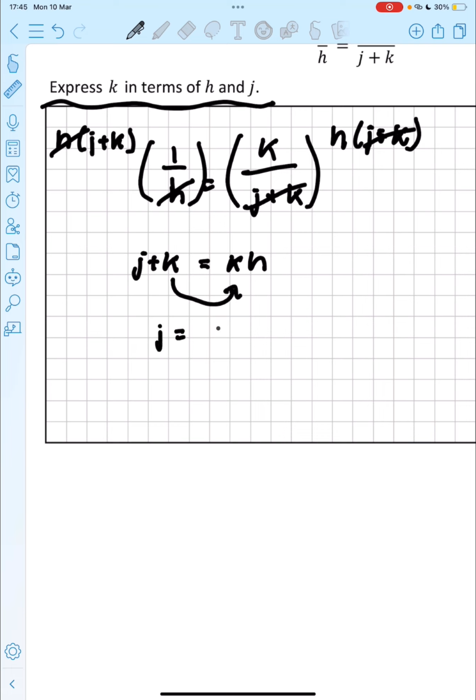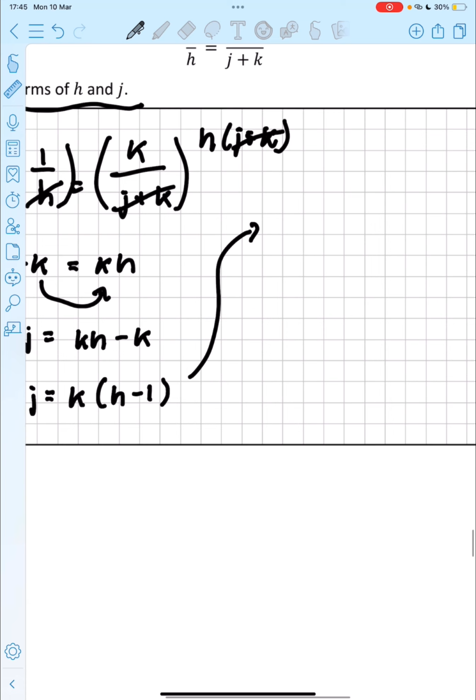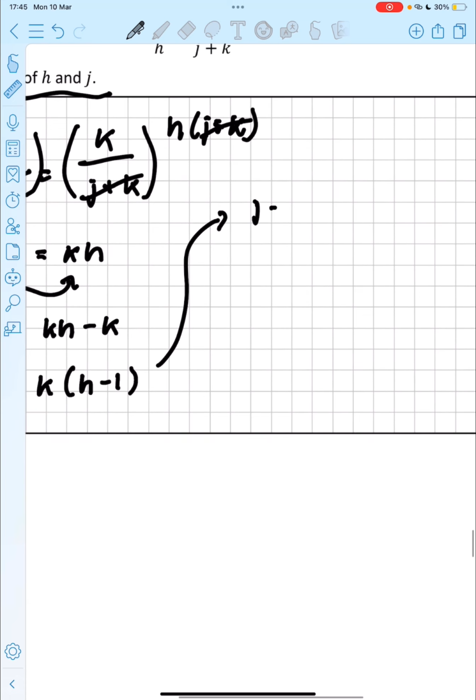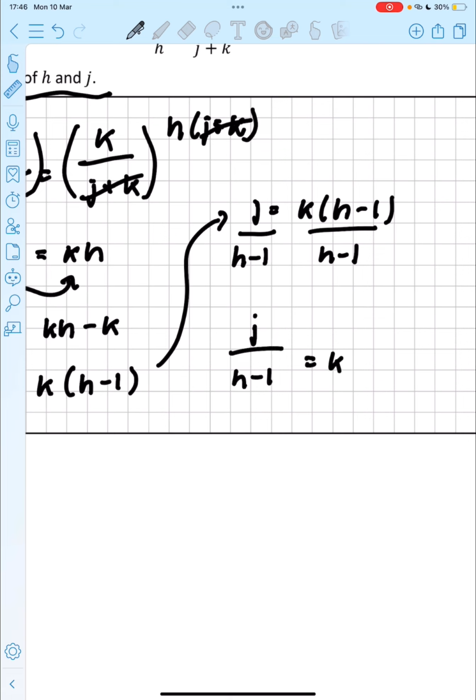So j is equal to kh minus k. And now what I can do is I can take a k out as common. So j is equal to k times h minus 1, just using highest common factor. Then we're going to move up here because I've run out of space. So j is equal to k times by h minus 1. Since we're literally just times by that, I'm going to divide by that just as easily. So I found out that j divided by h minus 1 is equal to k. And that is my final answer. I have written k in terms of j and h.